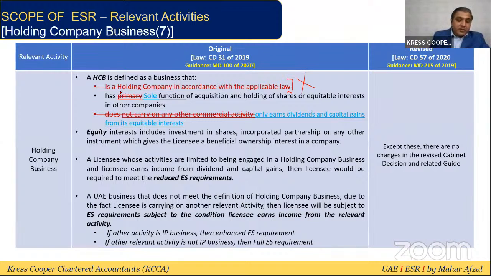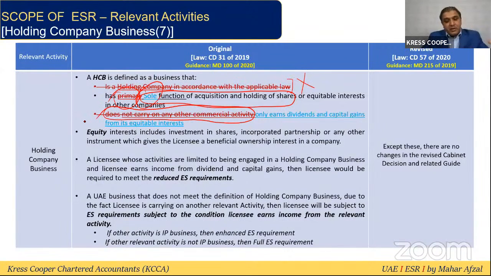Secondly, they've removed the word primary. They said sole function of acquisition and holding of shares or equitable interest, and that it only earns income from dividends and capital gains. If these conditions are fulfilled, then it will be considered that the licensee is involved in the holding company business. Otherwise, it will be assumed that the licensee is not involved in the holding company business. Moreover, they have removed the condition that it does not carry any other commercial activity. So now there are major changes.